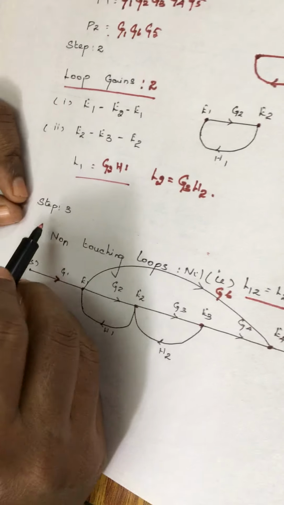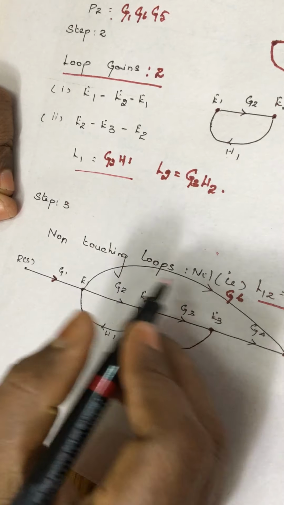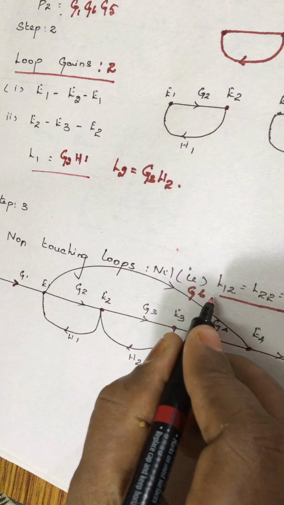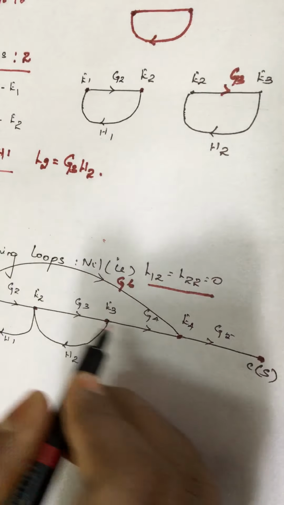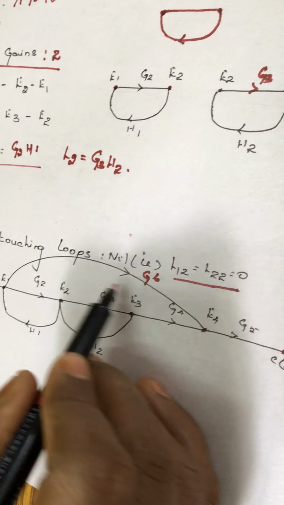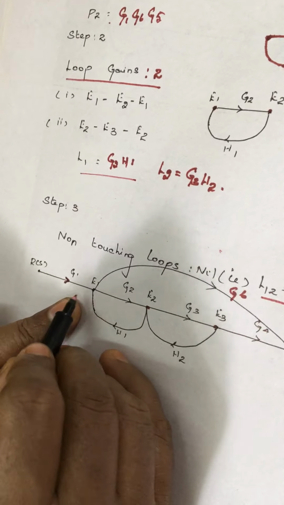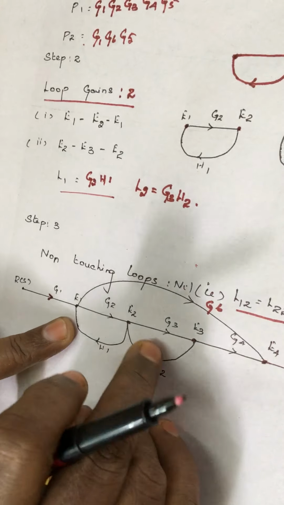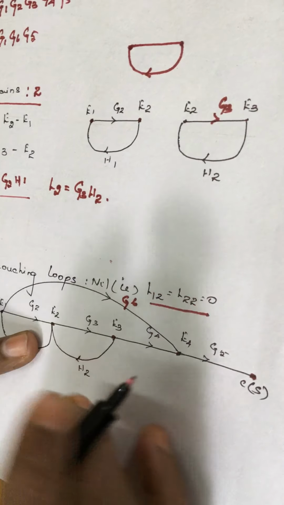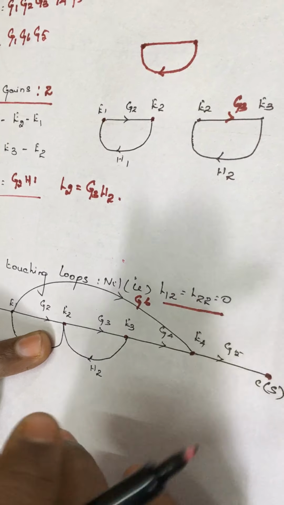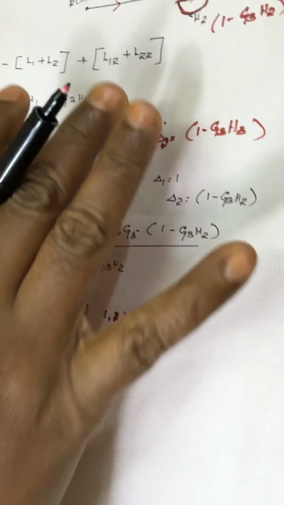And next, step 3, we are supposed to find out the non-touching loops. And here, there is no non-touching loop. How do we identify the non-touching loop? If there is a non-touching loop in the case of the forward path. You see here, in the first forward path, all the loops are touching, and in the second forward path, there is also no non-touching loop.